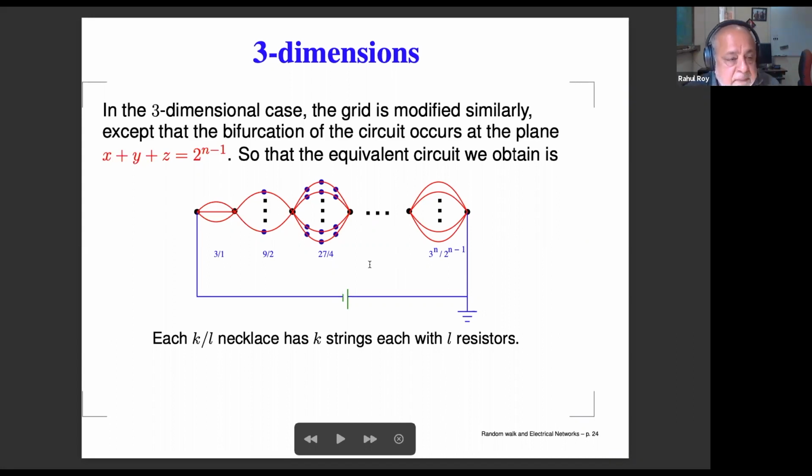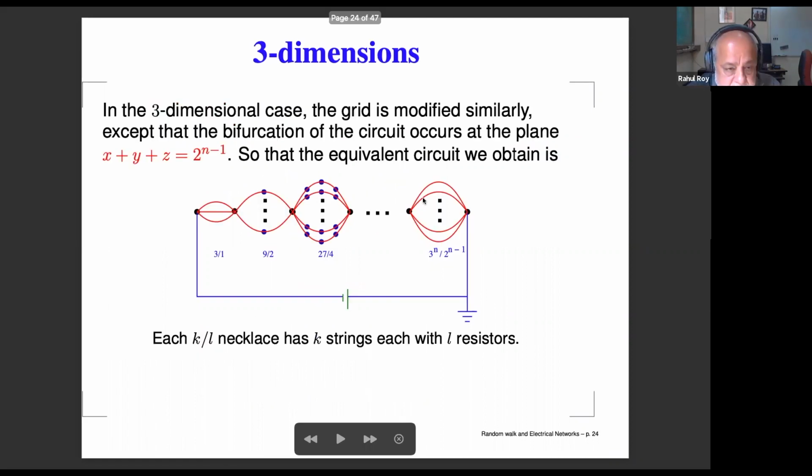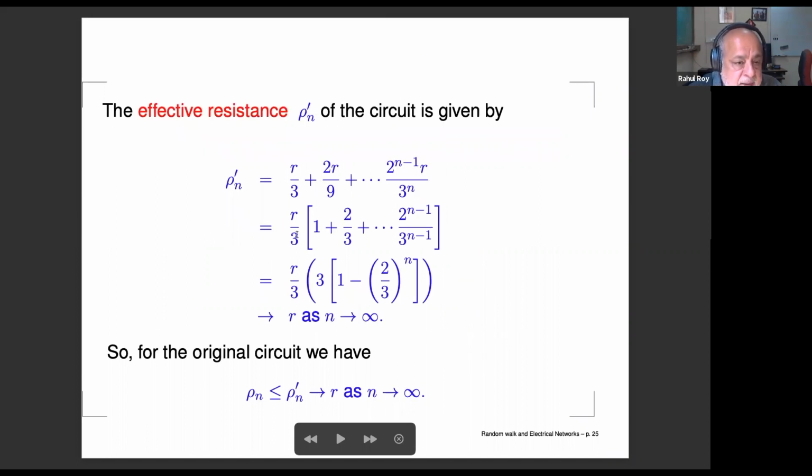So now because these are in parallel, we can add them up. The first part would be R by 3, and then there are 2 each and 9 such strings, so it will be 2R by 3 squared, etc., up to 2 to the n minus 1, R by 3 to the n. That is the last one. And now if we add it, R over 3 times 1 plus 2/3 plus dot dot dot 2 to the n minus 1 over 3 to the n minus 1. This is a geometric series, so we can sum it up. So it becomes R by 3 times this quantity, which converges to R as n goes to infinity.